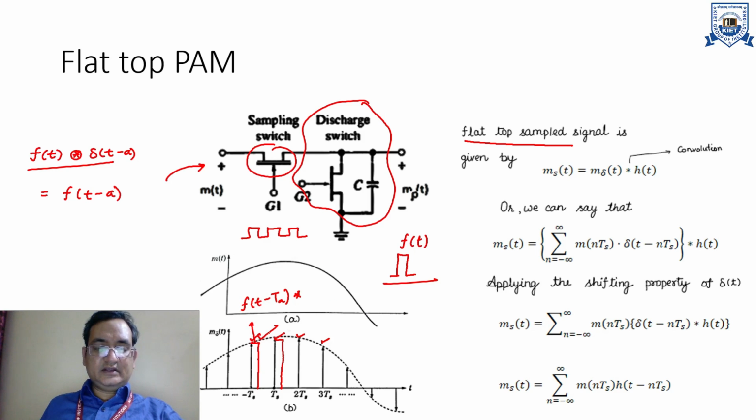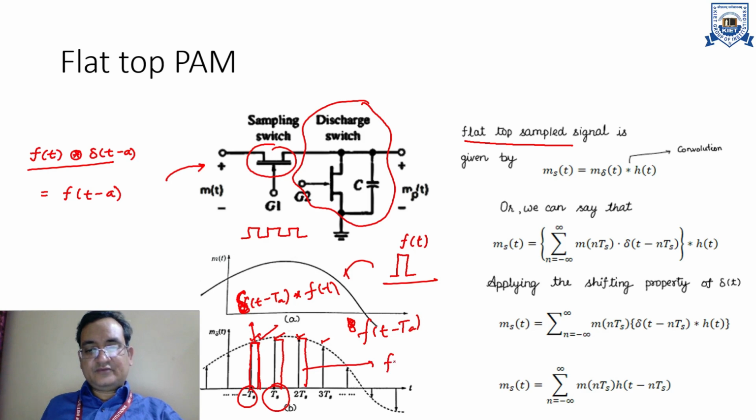let us suppose your delta t, so this signal will be delta of t minus a, when convolved with f of t, which is your gate pulse, so you will get f of t minus ta, right? Similarly, that means your rectangular pulse will be shifted to this point. Similarly, let us suppose this is positive Ts, and so on. So at this point, again your pulse will be f of t minus 2 Ts, right? This is another way to obtain a flat top sampled signal.